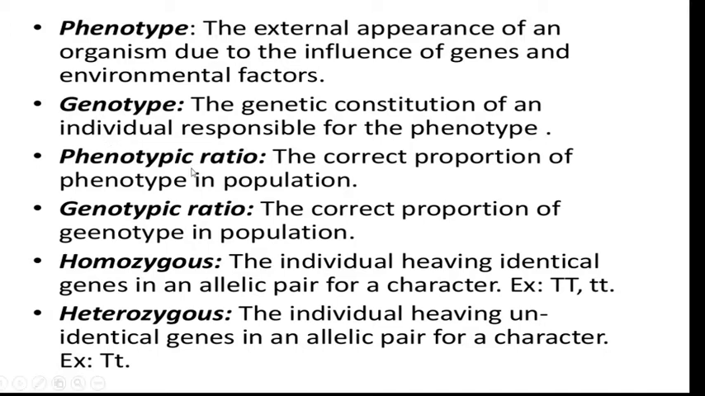Then phenotypic ratio. For example, if you take height, tallness and also dwarfness, what is the proportion in which the tall plants and the dwarf pea plants are present? That we are going to have in a ratio. Suppose 100 tall plants are there and 50 dwarf plants are there. Then how do you reduce it to the ratio?